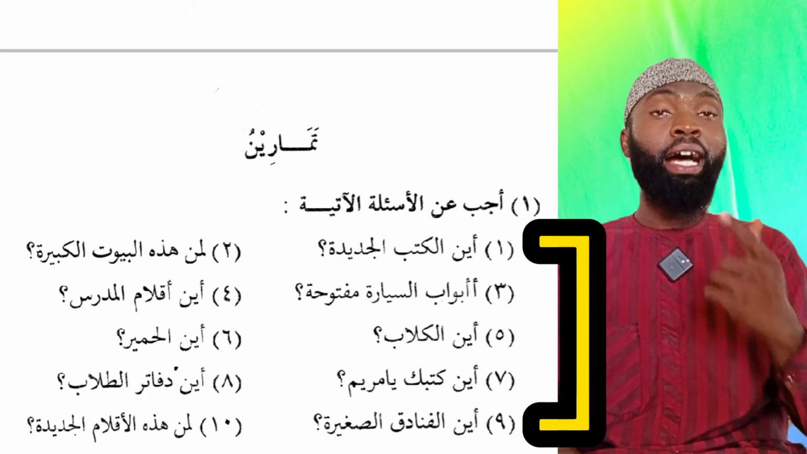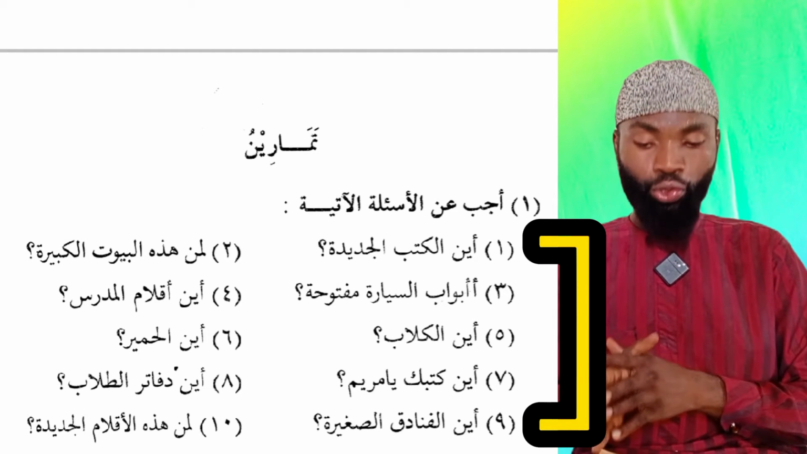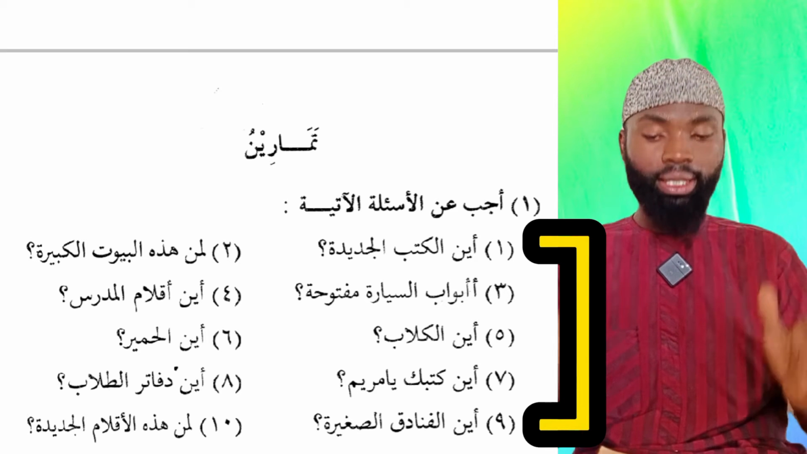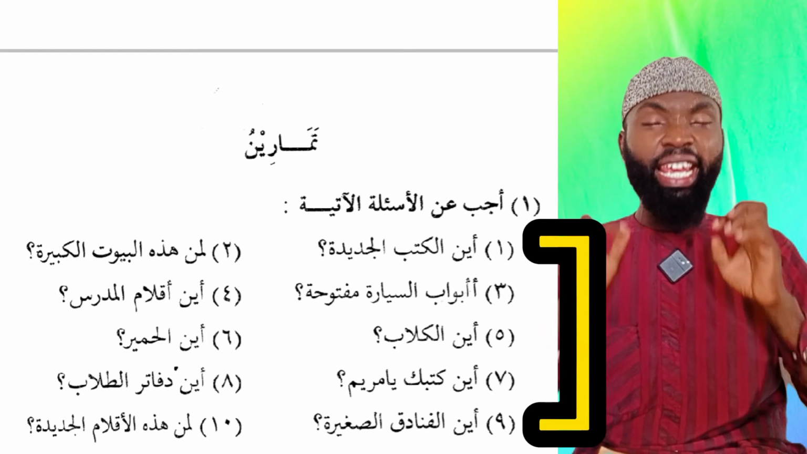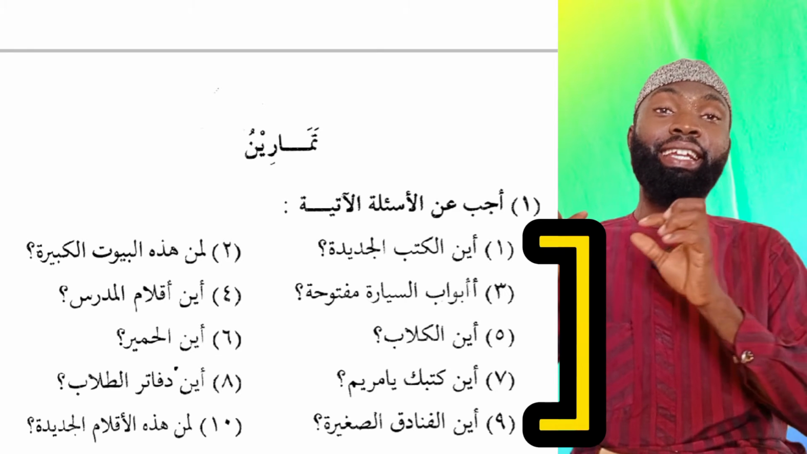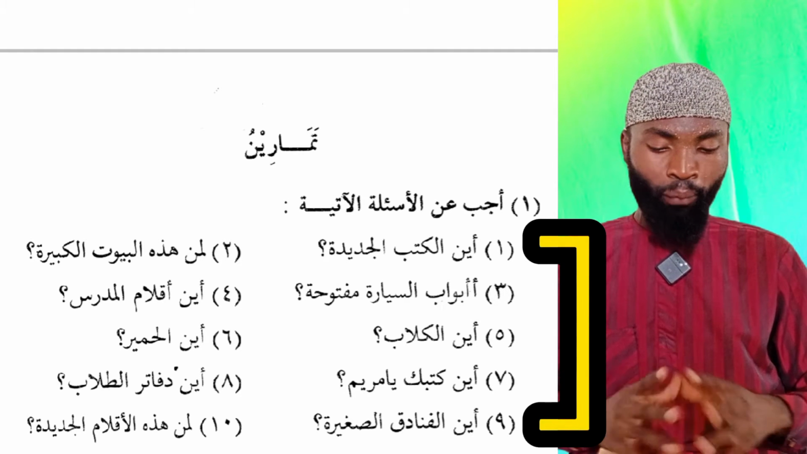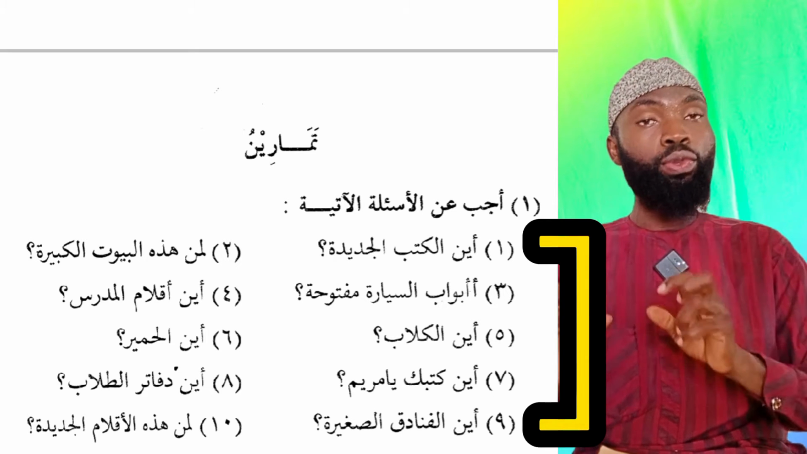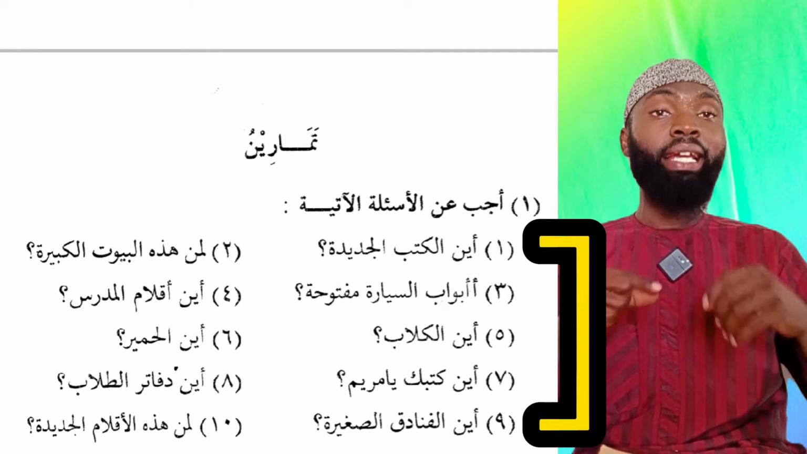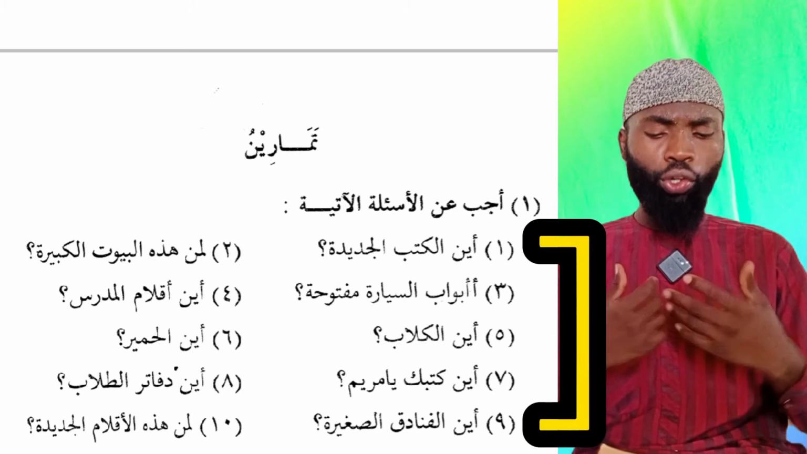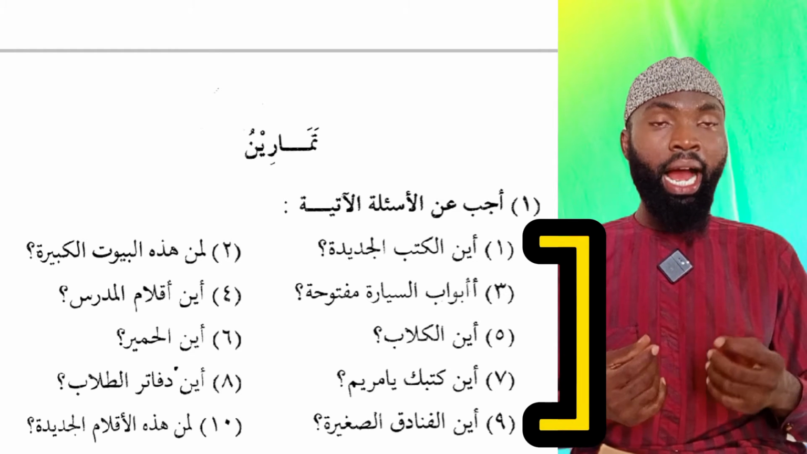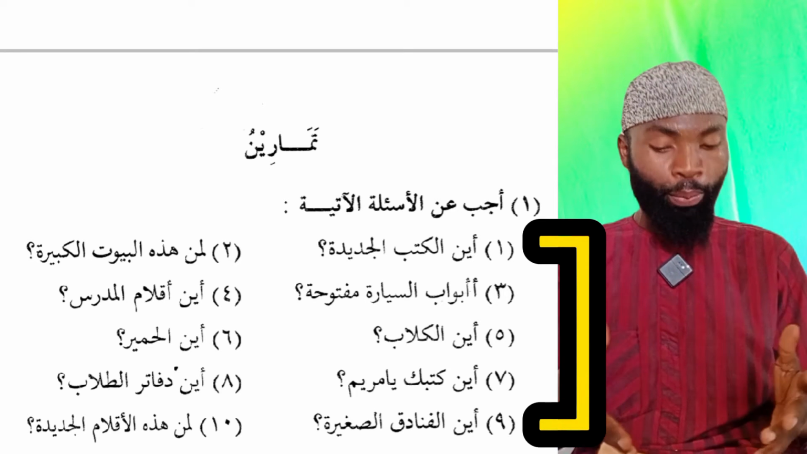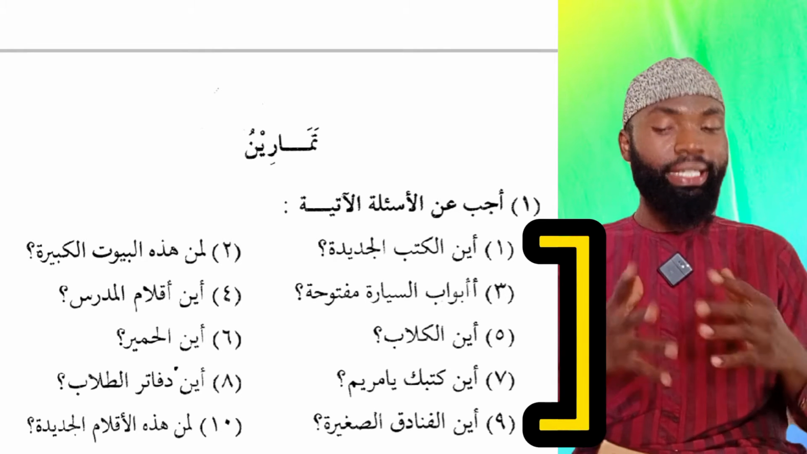Number 2, we have liman hadhihi al-buyutul kabira, who owns these big houses. What do you say? You say here lil mudiri. It is for the principal. Number 3, we have abwabu sayyarati maftuhatun. Are the car doors opened? What do you say? You say maftuhatun. They are opened. Naam, maftuhatun. Yes, they are opened.